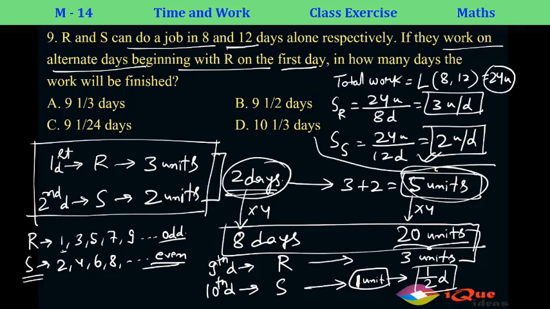So the final answer will be: the 9th day was complete, and the 10th day was incompletely utilized. Right? So you have to be careful. So the total time taken to complete the work was 9.5 days. So the answer of the question would be 9.5 days. This is the time taken to complete the work, which is B option. Alright. So now let's go to the next question.